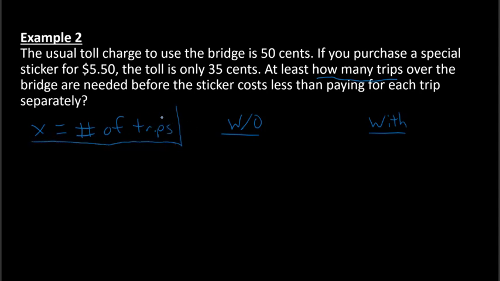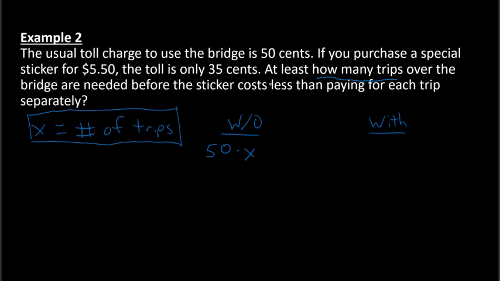All right, so without the sticker, we're just paying 50 cents for each trip. So if we go one time across the bridge, it's going to be 50 times 1. If we go 2 times across the bridge, it's 50 times 2, which would be 100 cents or $1. All right, so it's going to be 50 cents times the number of trips that we cross the bridge.